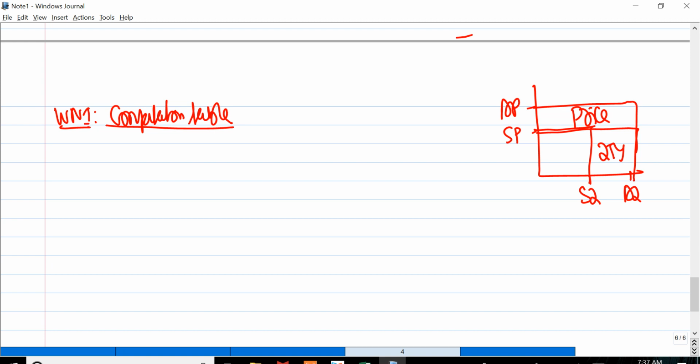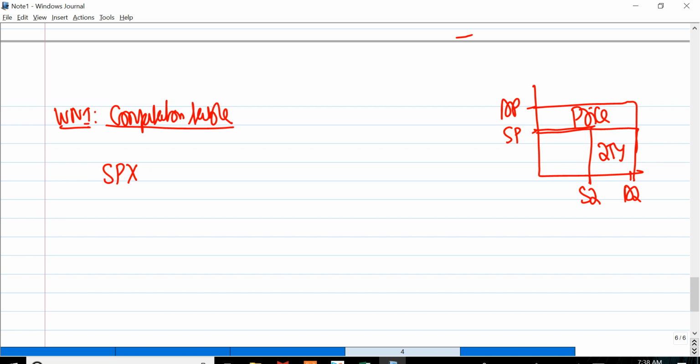Now looking at this, let's write the computation table. What is the table? Look at the chart and tell me. What is the computation table? SP into. No, I want everyone's participation.